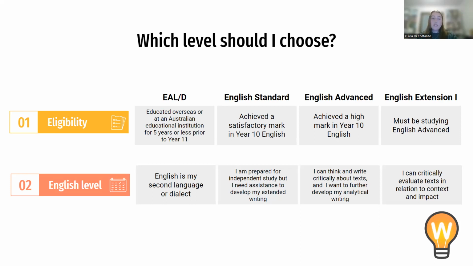Once you've considered your eligibility, then you want to take into account your English skills and level of ability. So English Standard is for those students who feel prepared for independent study, but still require more assistance in developing their extended writing. For those students who feel more competent in thinking and writing critically about text, then English Advanced is a good option. And as the name implies, English Extension 1 is targeted to students who want to extend themselves to critically evaluate more complex text.